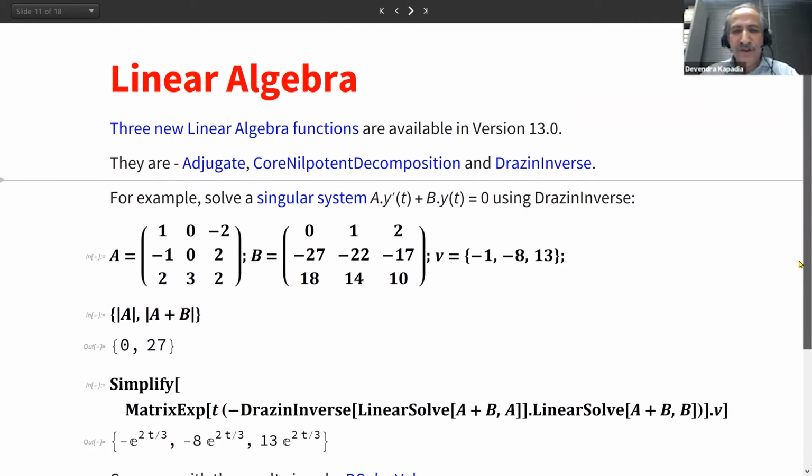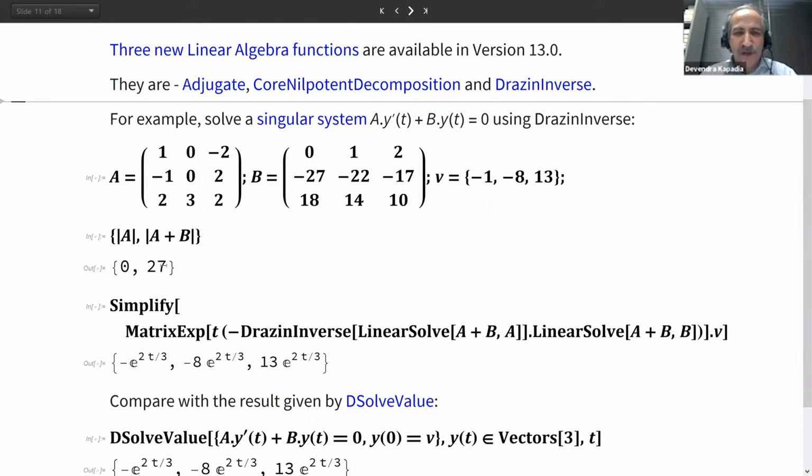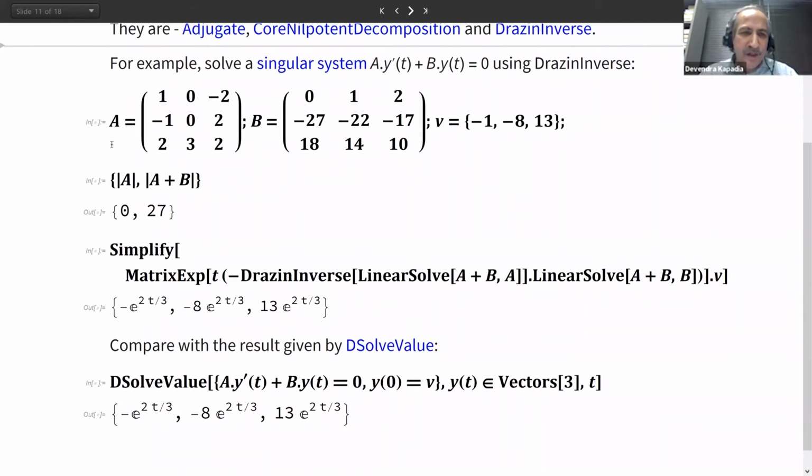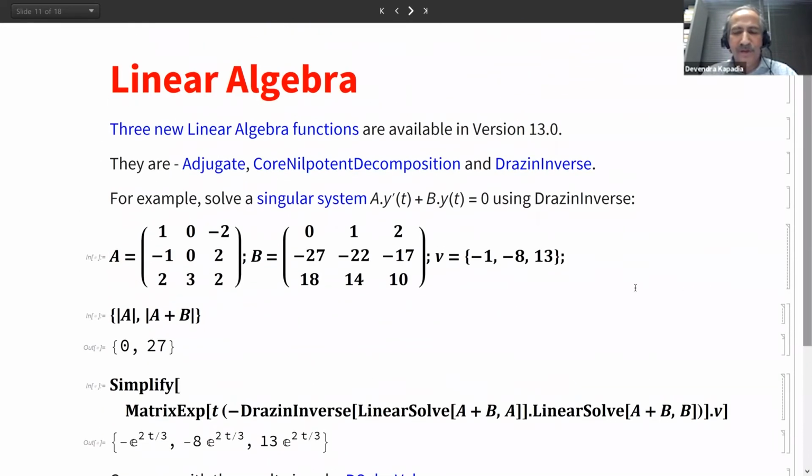And here you see that we have a singular system of differential equations, A y prime plus B y equals 0, and you can find the solution using the Drazin inverse. Basically, the determinant over here is 0, so it's a singular system. But if you do A plus B, the determinant is no longer 0. So then you can use Drazin inverse to find the solution, and you can check the answer with DSolve. You might wonder how did it know? Well, we have actually had this algorithm inside DSolve for a long, long time. So these functions were already inside DSolve. All we have done is to export them to the system.